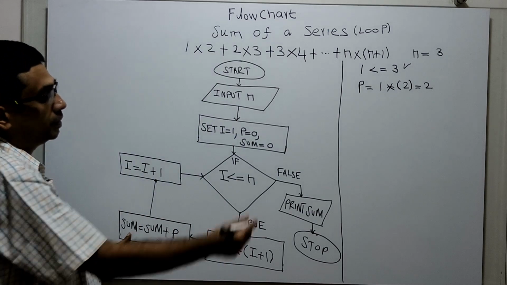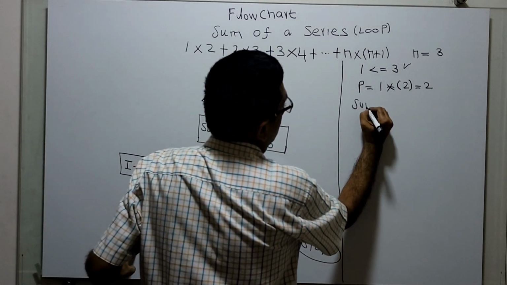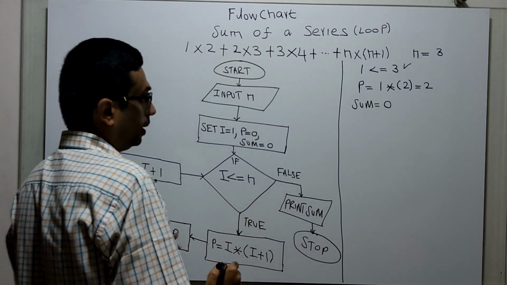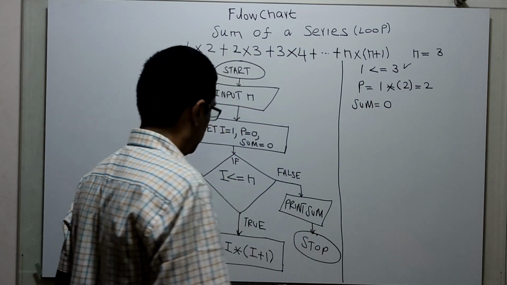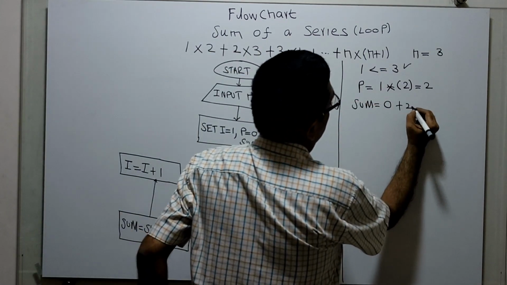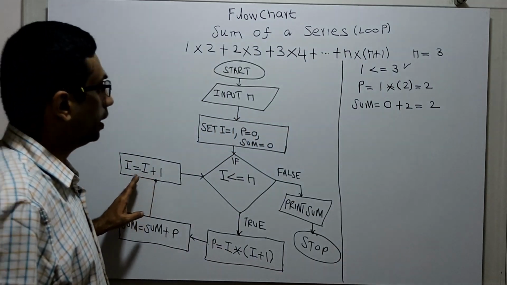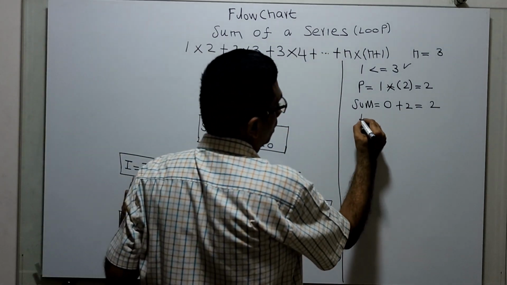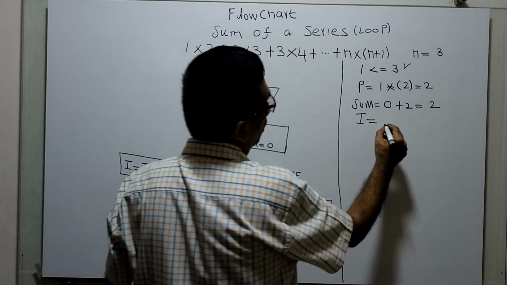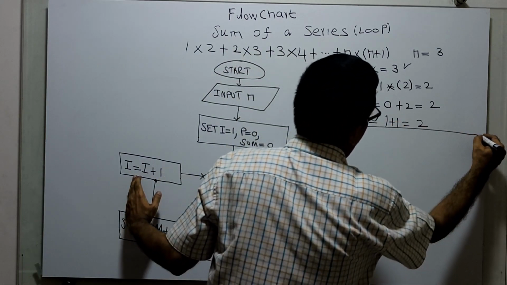Then sum equal to sum plus P. What is the existing value of sum? Which is 0. It is initialized here. Sum equal to 0 plus the value in P. P is 2. So the value is 0 plus 2, which is equal to 2. Now I am incrementing I equal to I plus 1. I equal to the existing value of I, 1, plus 1, which is equal to 2. This is the first iteration.